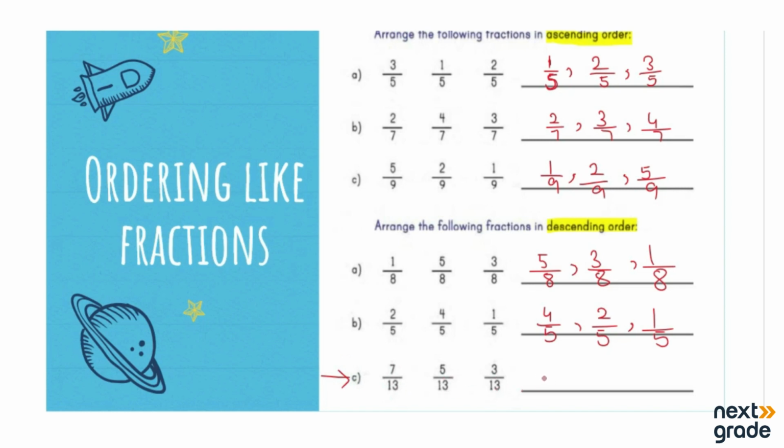And the next one we have the example that is 7/13, 5/13 and 3/13. तो इसमें से सबसे बड़ा कौन सा है हमारे पास? We have 7/13, so we are going to write it as 7/13, alright. Then we're going to write 5/13 and then we're going to write 3/13. That means all these examples were already arranged in descending order.